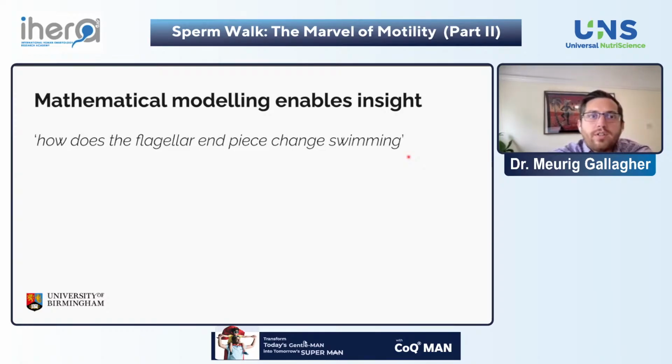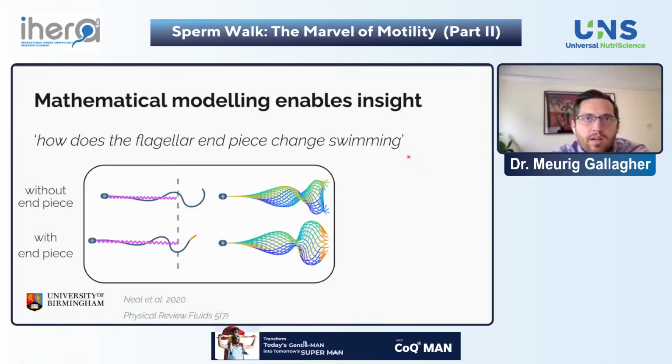So we have our question: how does the tail change swimming? And this is the answer. This is the sort of pictures we get out. So here we have no end piece, so all of the tail wants to bend and you get a waveform that looks like this. And here, this orange section at the end is an end piece and it doesn't bend. And you get this much more streamlined pattern, even though streamlining doesn't exist in the context of sperm, but this smooth pattern towards the end.